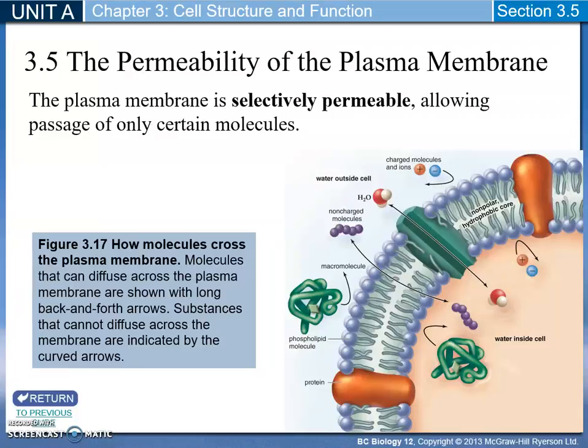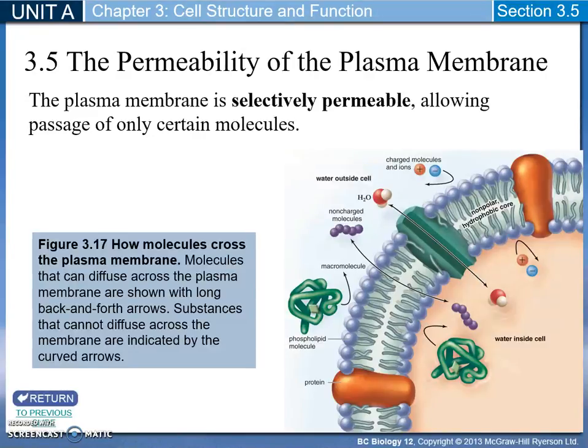And this diagram illustrates a number of ways that this can take place, and so we will look at each one of them in a little bit of detail. Molecules that can diffuse across the plasma membrane are shown with long back and forth arrows, and substances that cannot diffuse across the membrane are indicated by the curved arrows.